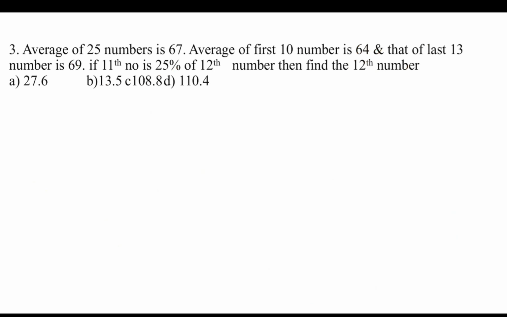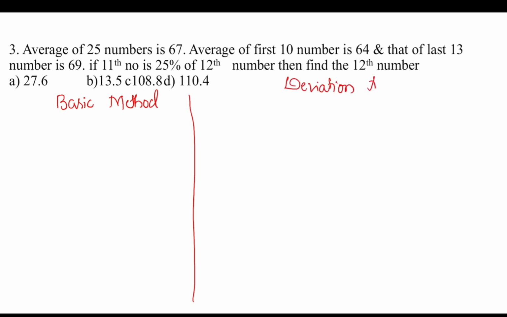Okay, this also we will do with both the methods, that is basic method and deviation method. I am doing both the methods so that you understand how much calculation and time we can save by using this deviation method. Now, average of 25 numbers is 67.